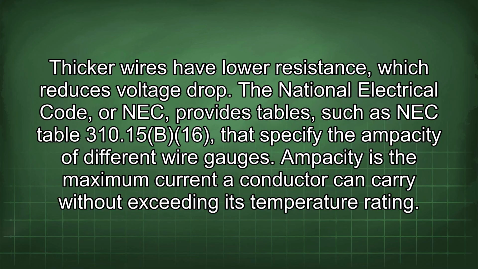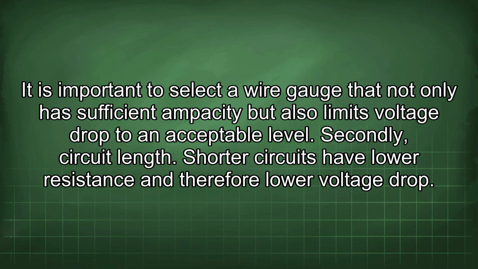The National Electrical Code, or NEC, provides tables, such as NEC Table 310.15(B)(16), that specify the ampacity of different wire gauges. Ampacity is the maximum current a conductor can carry without exceeding its temperature rating. It is important to select a wire gauge that not only has sufficient ampacity but also limits voltage drop to an acceptable level. Secondly, circuit length.